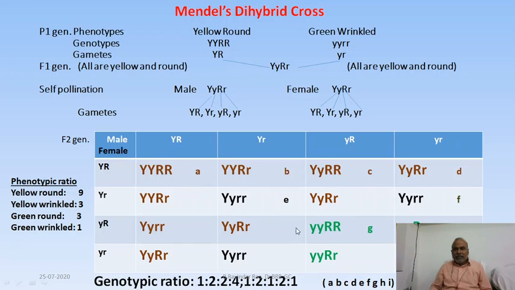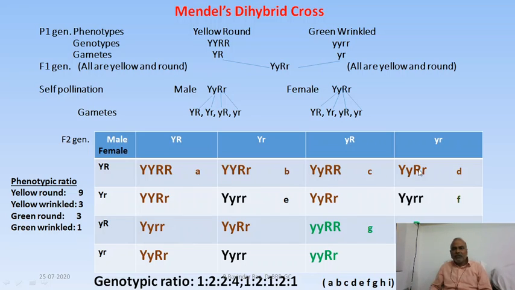Friends, what is the percentage of double homozygotes? 4 out of 16, 25%. What is the percentage of double heterozygotes? 4 out of 16, that is 25%. What is the percentage of the genotypes which are homozygous to one character and heterozygous to the other character? 8 out of 16, 50%. Okay, now in this checkered board, just observe out of 16 how many are yellow and round?